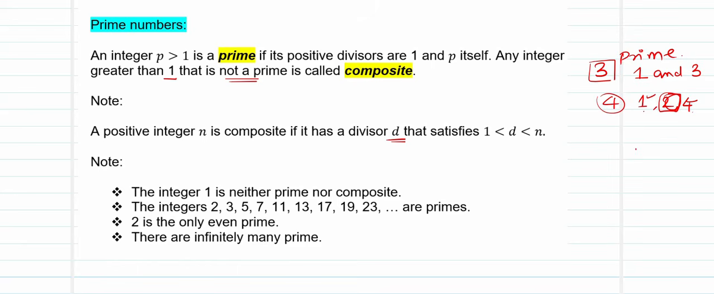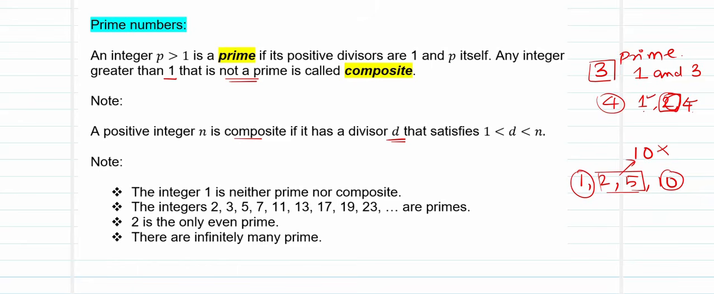Say suppose you have 10. What are the divisors of 10? You can have 1, you can have 2, you can have 5 which divides 10, and then you will have 10 that divides 10. So apart from 1 and n, there are 2 more quantities that divide 10. Hence, this is not a prime, but rather it is termed a composite number.